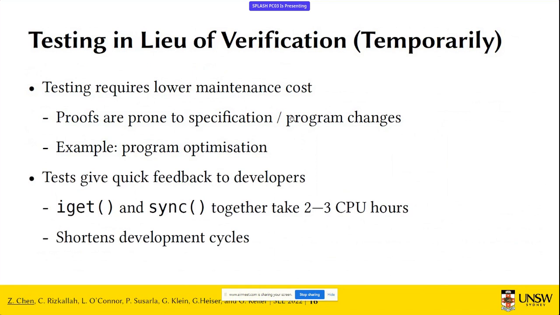And even if you had some magic wand to finish your proof in a second, it still takes time to check your proof. As you're developing your programs, the iget and sync functions together take 2 to 3 CPU hours. Depending on how many threads you run your proof with, it can take tens of minutes to several hours, which is a terribly long time for the development cycle. With tests, it usually finishes within a few seconds, so it shortens the iteration.